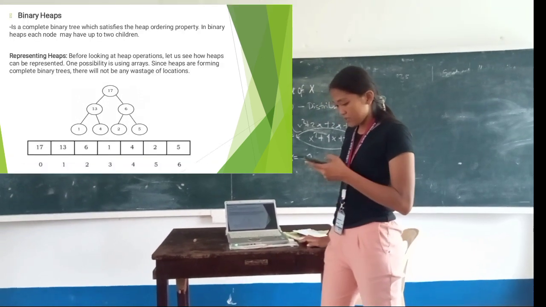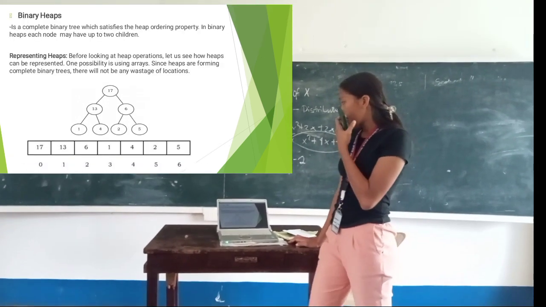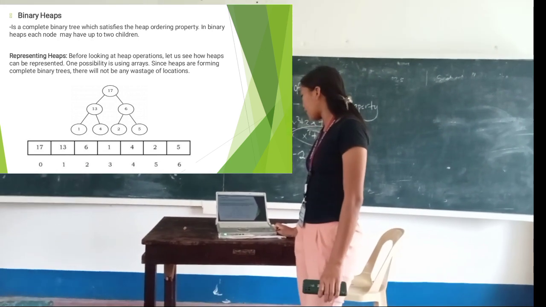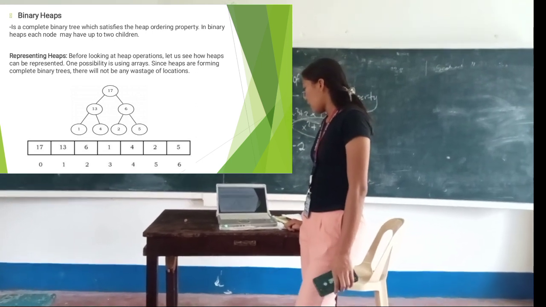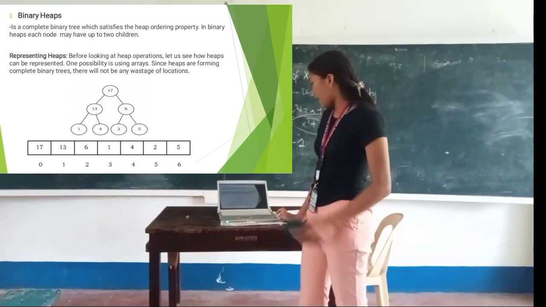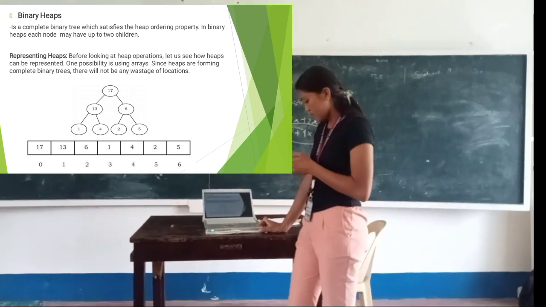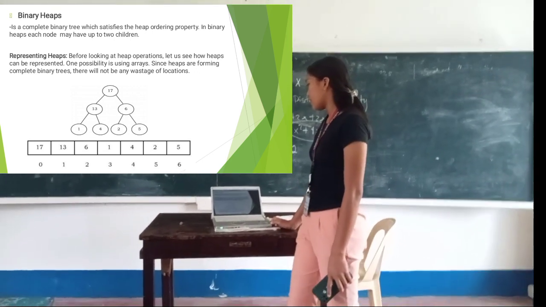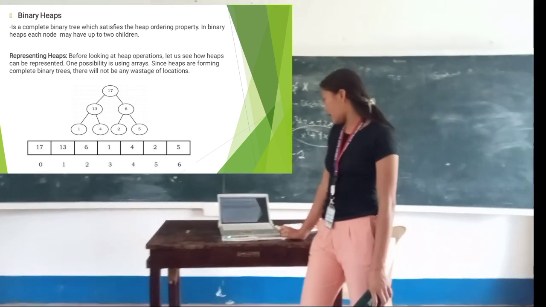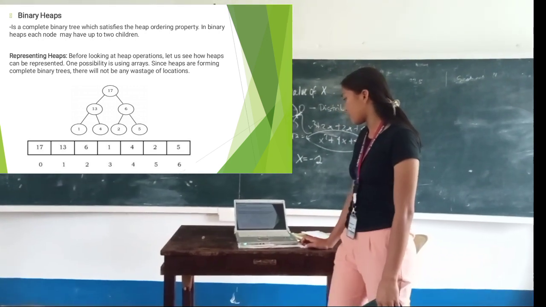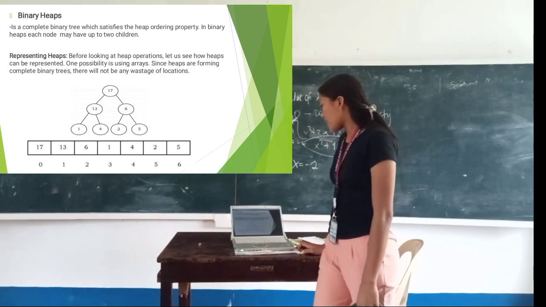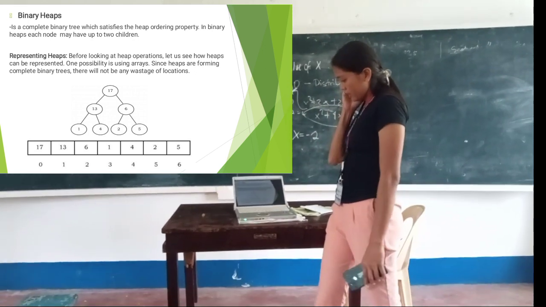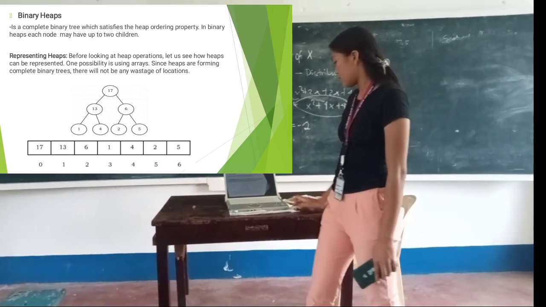Then the binary heap. A binary heap is a complete binary tree which satisfies the heap ordering property. In a binary heap, each node may have up to 2 children. Representing heaps: before looking at heap operations, let us see how heaps can be represented. One possibility is using arrays. Since a heap forms a complete binary tree, there will not be any wastage of locations. So the indices go from 0 to 6.